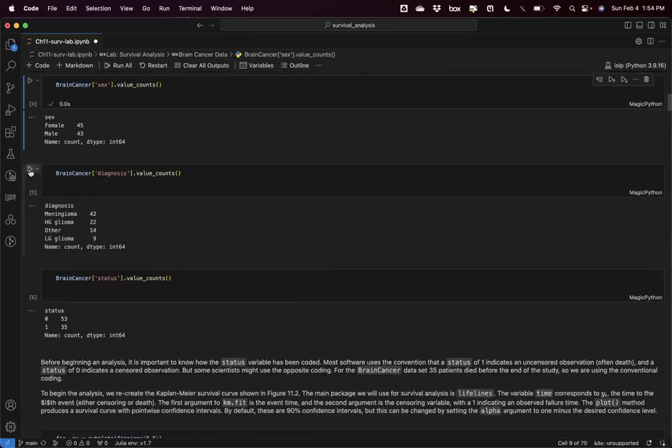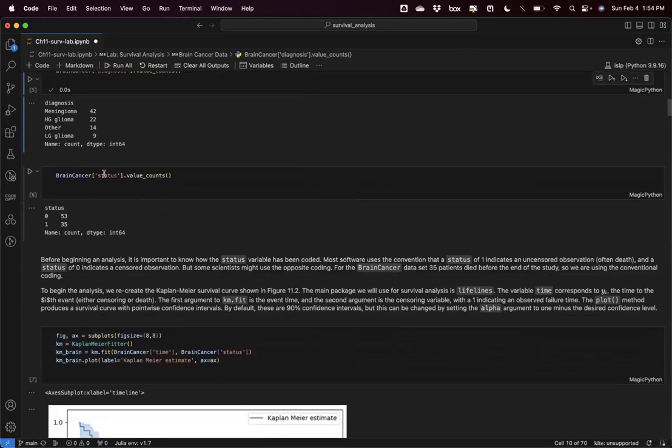And if we do a count on the diagnosis, which is the one that has the gliomas, et cetera, we see the distribution of this factor as well. And for the status, which is the one that indicates if the observation was censored or not.